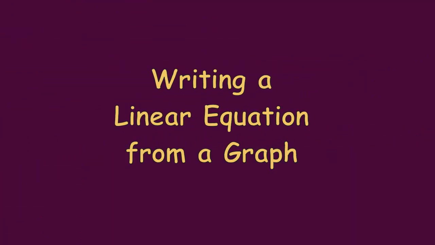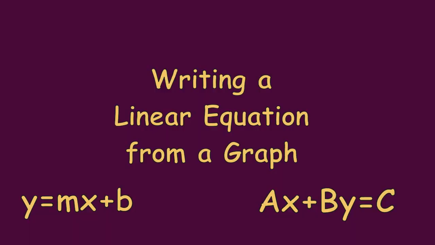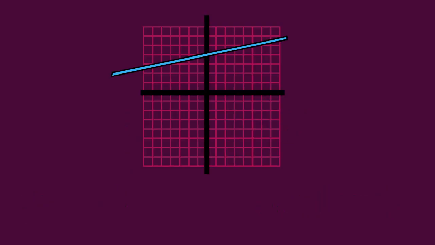So far, you've probably learned how to graph linear equations in slope-intercept form, y equals mx plus b, and standard form, ax plus by equals c. But how would you find the equation if you only had the graph?